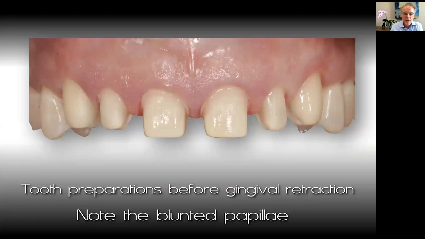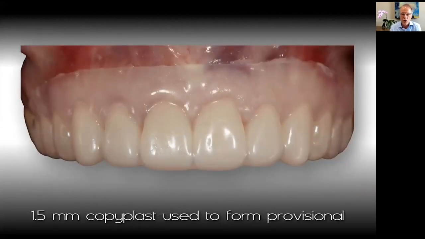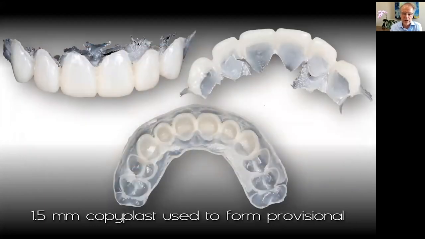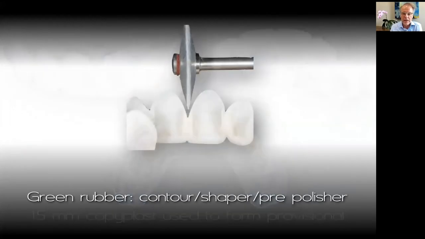So once again, tooth preparations before gingival retraction. I'm going to come back to that. I capture a photo of that many times so the dental technician can see that the papilla are blunted. So now I fabricate my provisionals, 1.5 millimeter copyplast with a bisacryl, and then I shape the provisionals. So one of the keys for this outcome and predictability is contouring the provisionals. From Brasseler, I used my green shaping wheel. So it's a rubber wheel that I use to shape it.